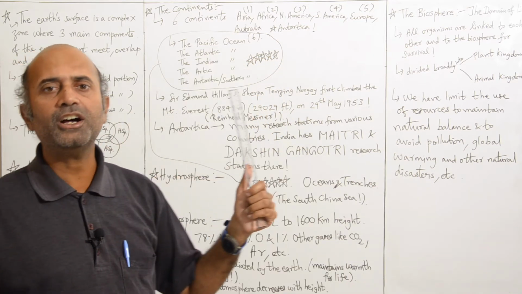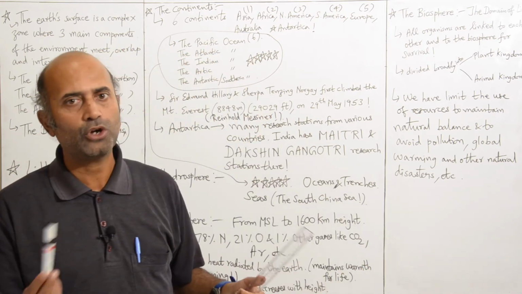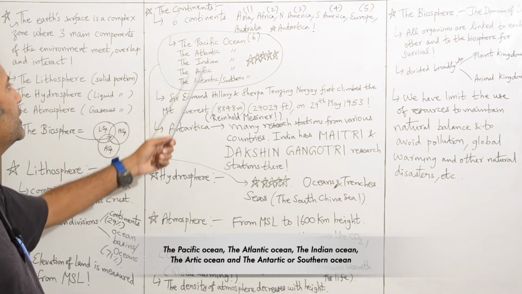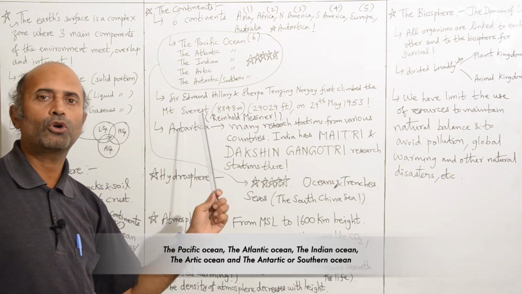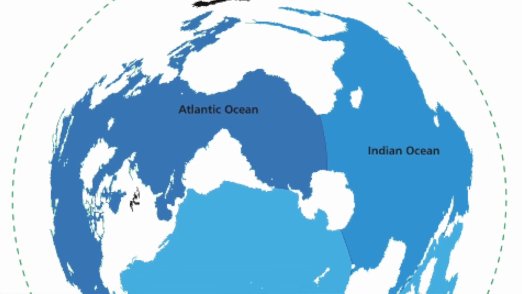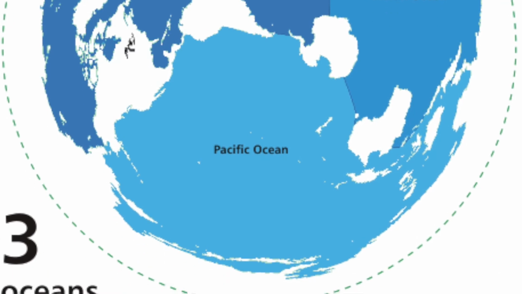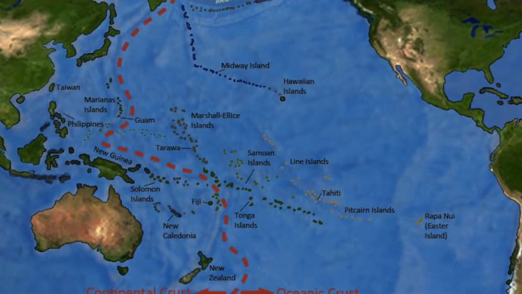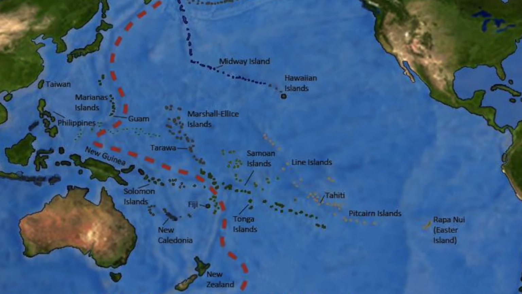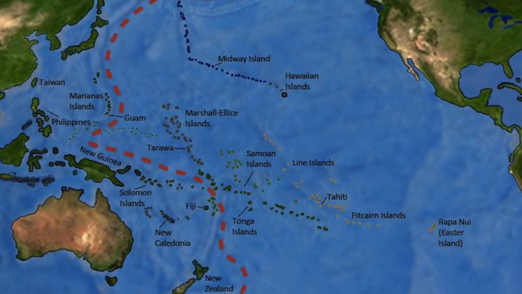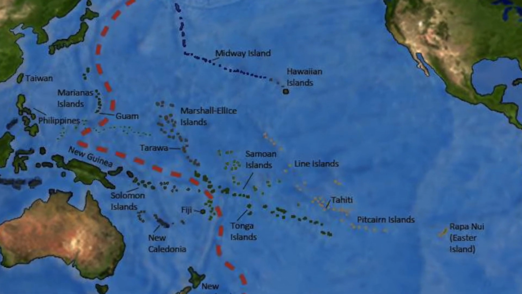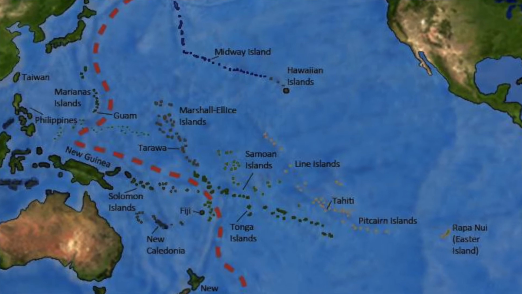There are 5 major oceans on the earth and there are many seas on the earth. The major oceans of the earth are the Pacific Ocean, the Atlantic Ocean, the Indian Ocean, the Arctic Ocean, and the Antarctic, also known as the Southern Ocean. The Pacific Ocean is the largest ocean. It covers almost 47 to 48% of the Earth's surface. Imagine all the continents taken together, they only comprise of 29%. The Pacific Ocean alone is larger than all the land masses and the continents combined together. What a big area the Pacific Ocean is.